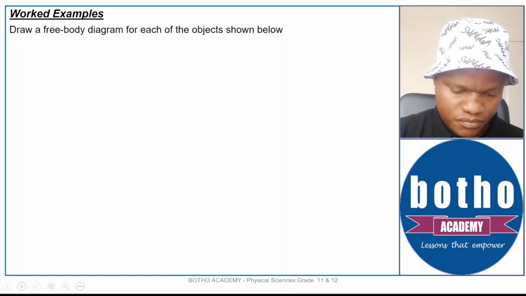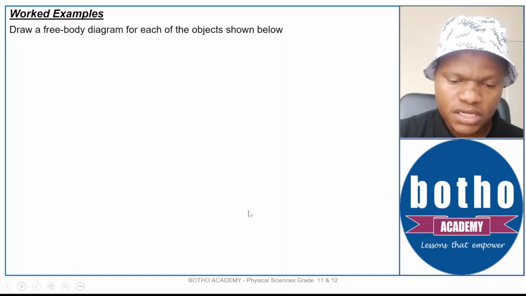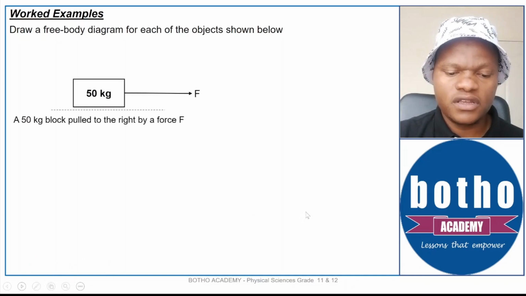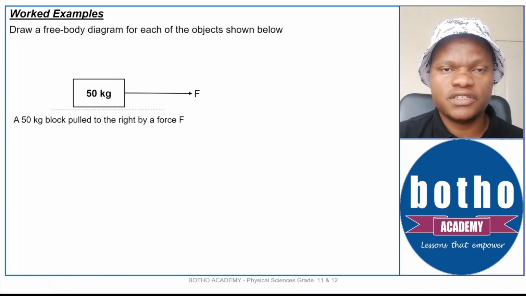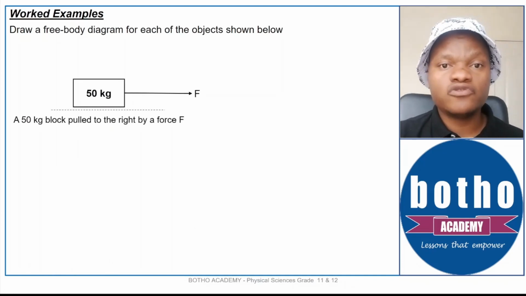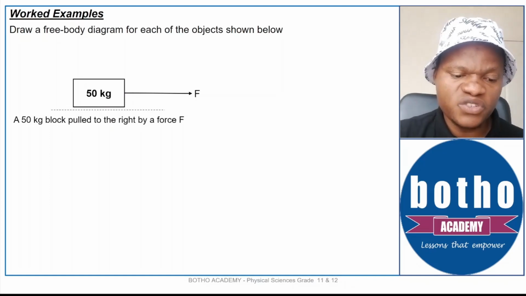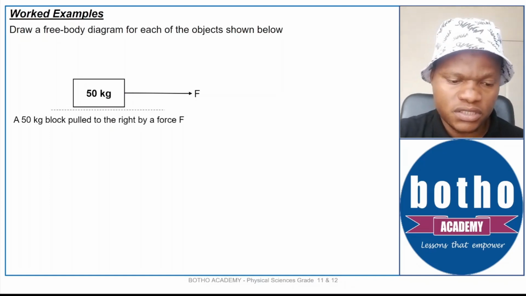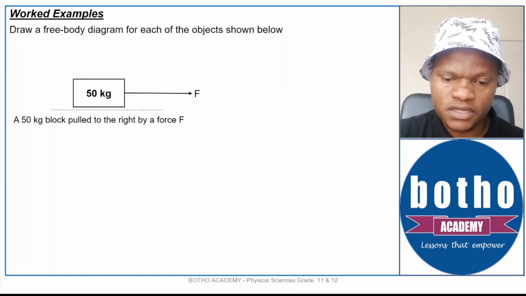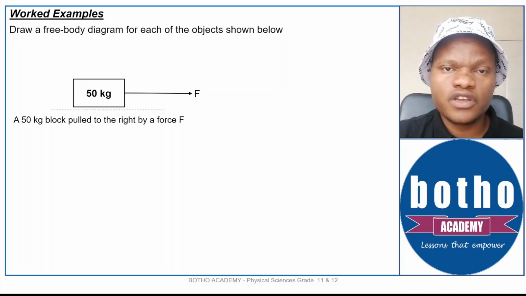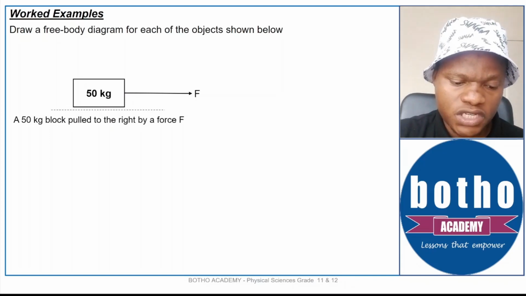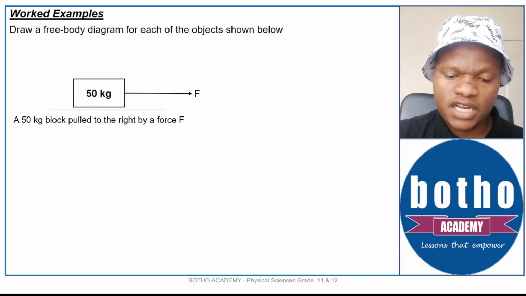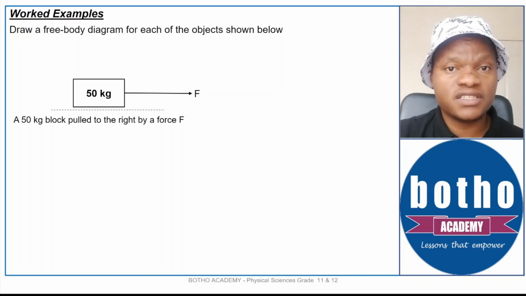In our worked examples, what we are going to be looking at is various situations where you have to draw a free body diagram. Now, this one I consider to be an easier one. For all of these situations, we are going to draw a free body diagram. So here we have a 50 kilogram block pulled to the right by a force F. We can already see the force F.